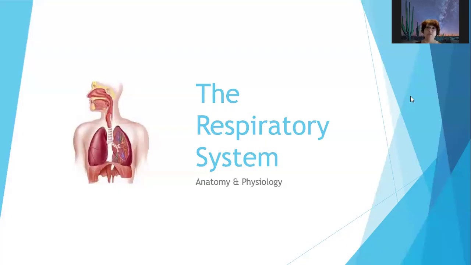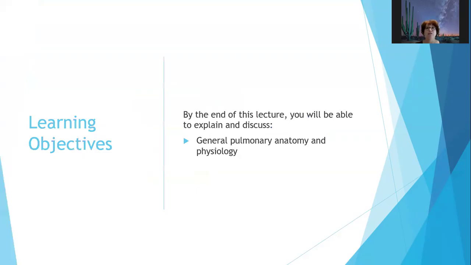We're going to start chapter 5 by talking about the anatomy and physiology of the respiratory system. Some of you may recall this from previous classes that you've taken. We're just going to briefly go over it. There seem to be a lot of lectures in the respiratory system, but I divided it up into small chunks. So hopefully that'll make it easier. So this lecture, we're just going to talk about the general pulmonary anatomy and physiology.